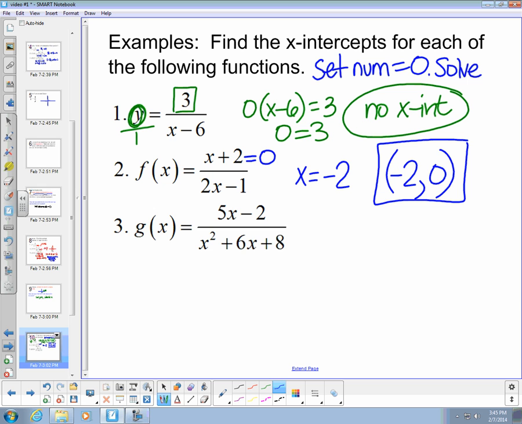Pause the video for a minute and try number 3, and then you can turn it back on to see if you are correct. Okay, if I set the numerator equal to 0, because if the top of the fraction is 0, then the whole fraction will equal 0, and I solve, I'm going to end up with x equals 2/5. So my x-intercept would be the point 2/5, 0.